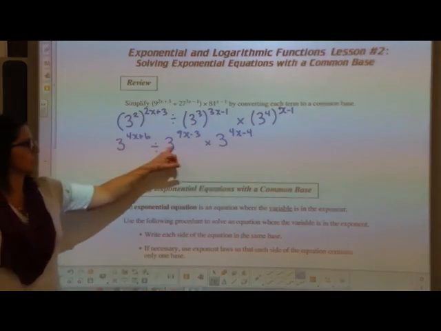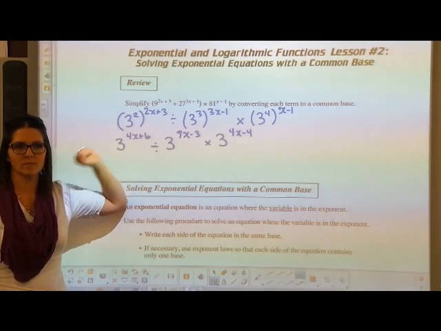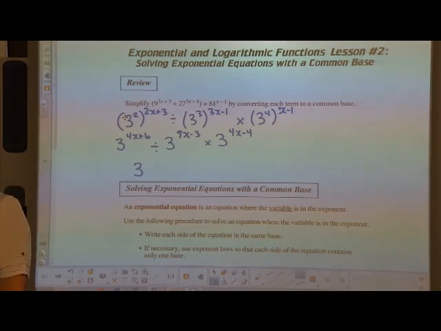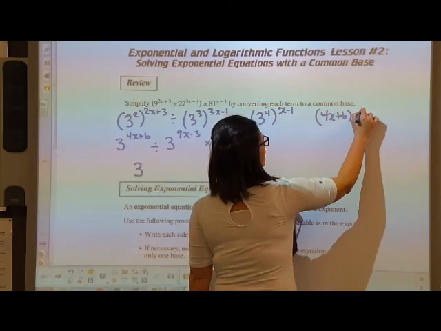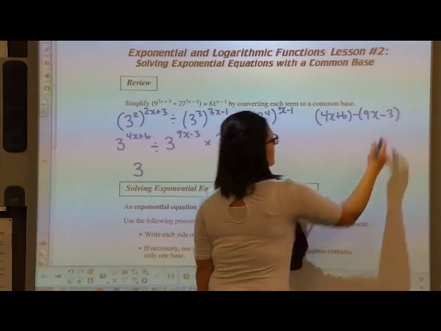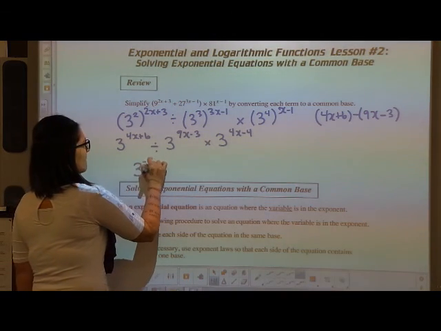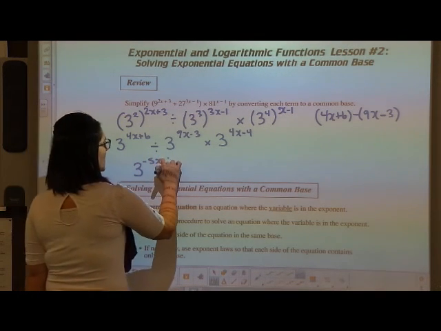Okay. If the bases are the same and I'm dividing the powers, what do I do to the exponents? Subtract them. So if I subtract them, what is 4x minus 9x? Negative 5x. And what is 6 minus negative 3? 9. So I get negative 5x plus 9.